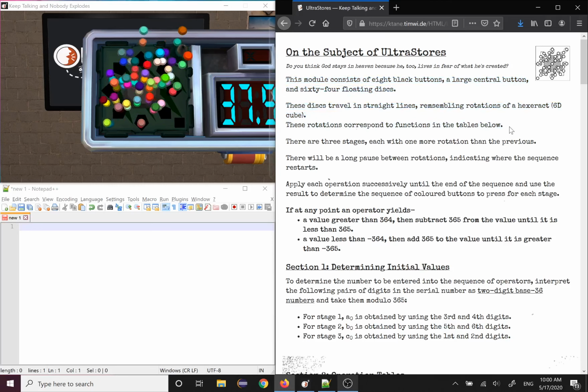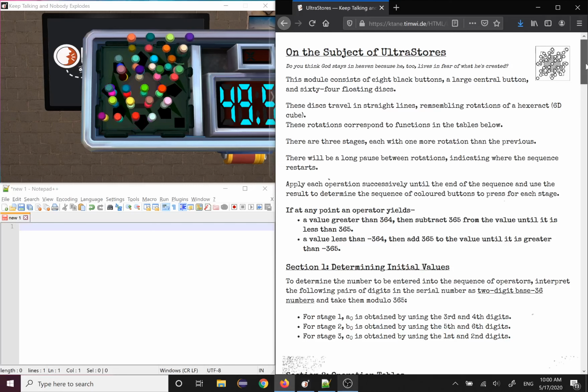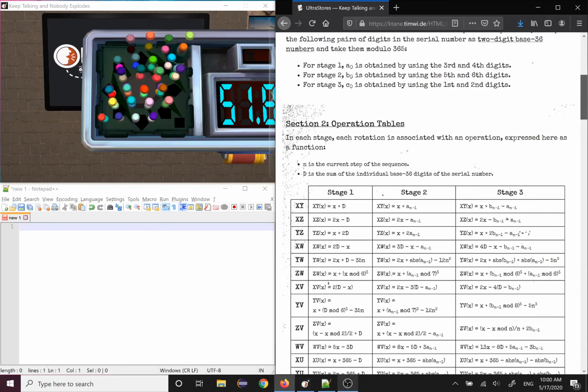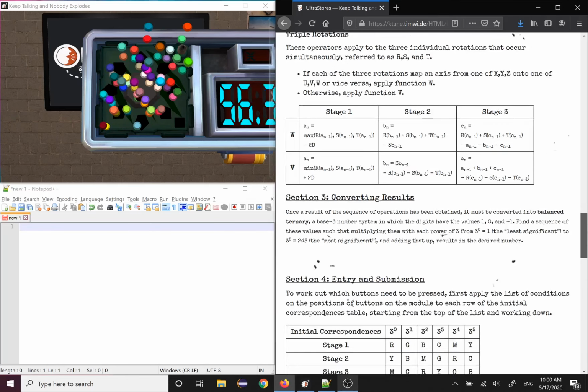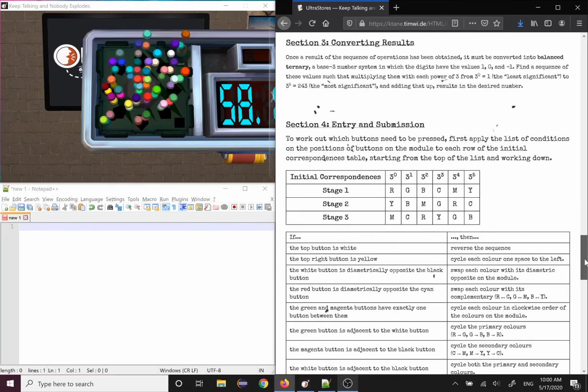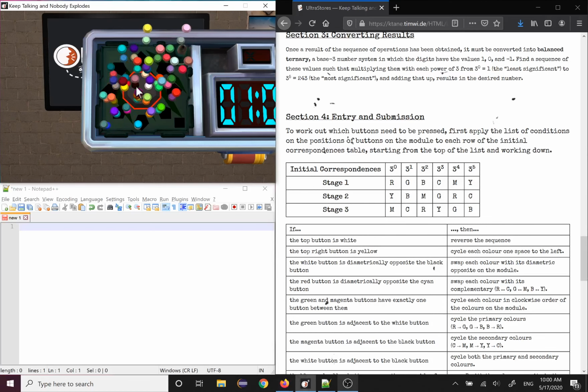So the premise of UltraStores is that you're reading rotations on a 6-dimensional cube, a hexaract, as the module calls it, and using those rotations, you'll perform calculations on parts of the serial number, and using the number that you get, you will work out a sequence of colors to submit, which you will be able to do once you enter the submission part of the module, which you enter using the middle gray submit button. I will go over that part of the module later.